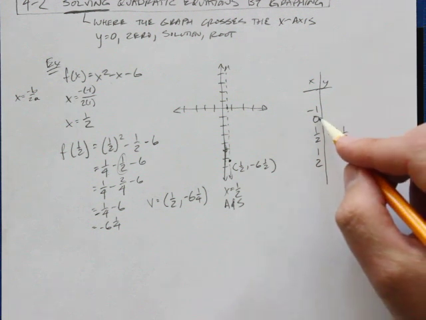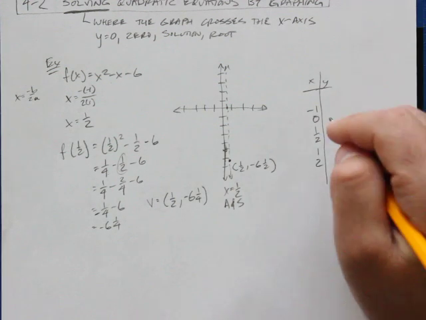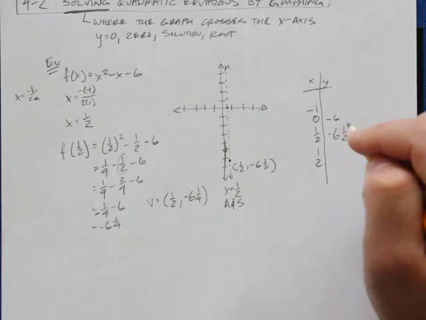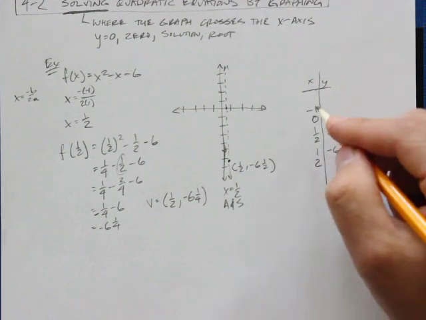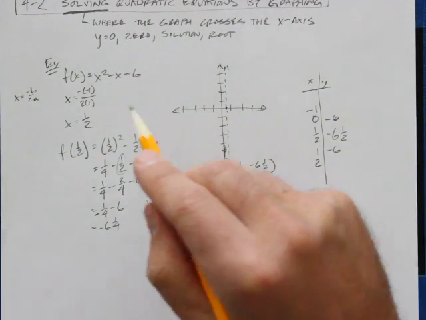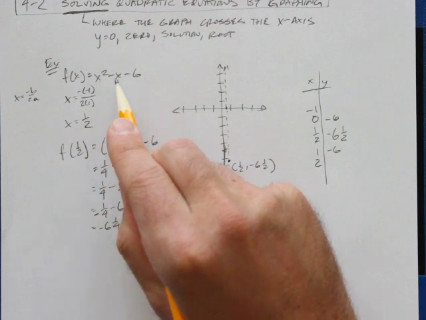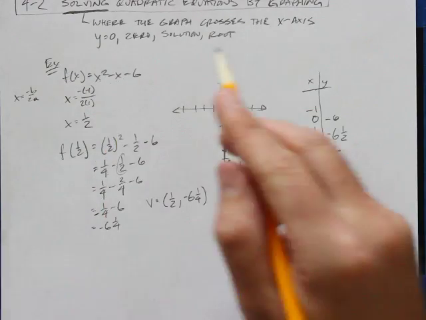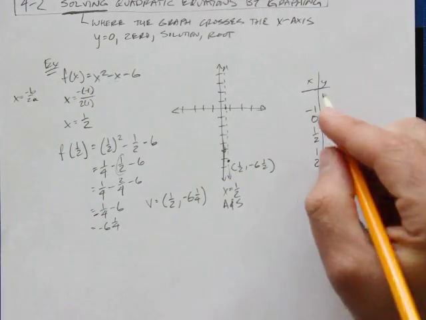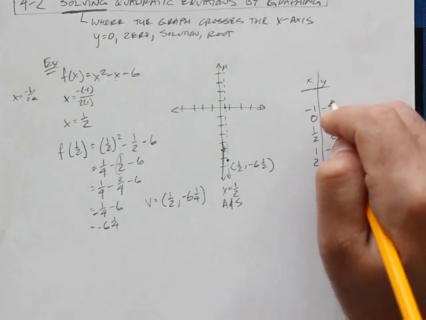All right, so when we plug in 0, we get negative 6. When we plug in 1, we're going to get negative 6 as well. When we plug in 2, we're going to get 4 minus 2, which is 2, minus 6 is negative 4. And if we plug in negative 1, we're going to get negative 4 as well.